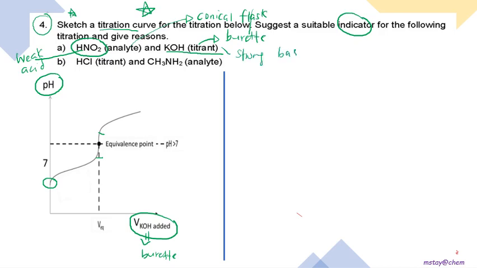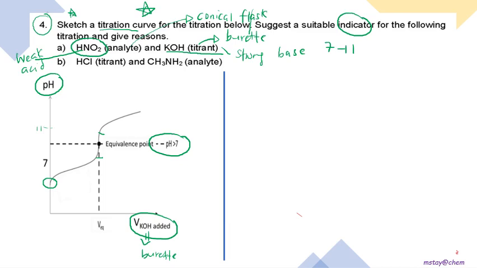Therefore, the steep part range between weak acid and strong base will be 7-11. So basically, we will have the idea that the value here is 7, and then here will be labeled as 11. So the equilibrium point is more than 7.